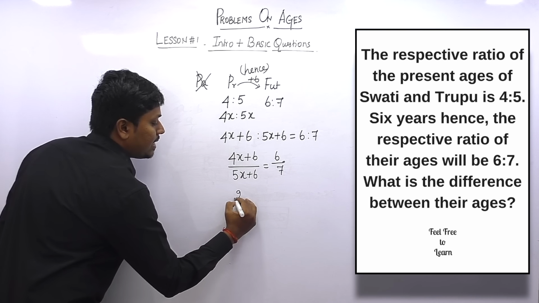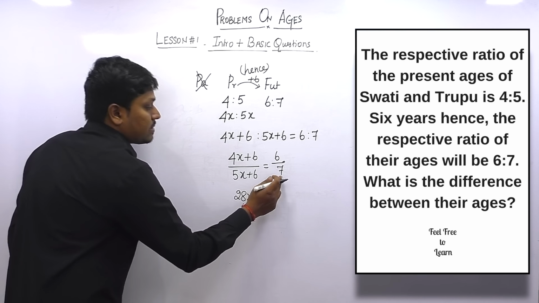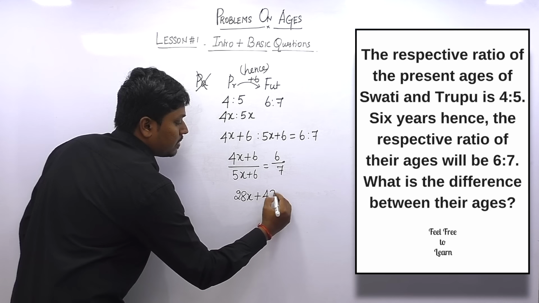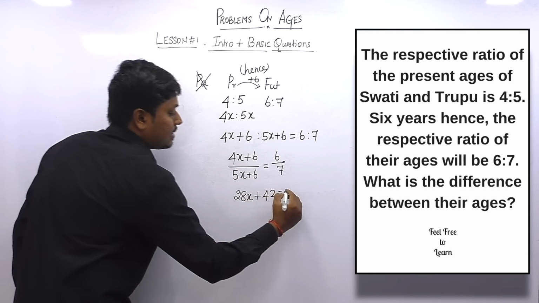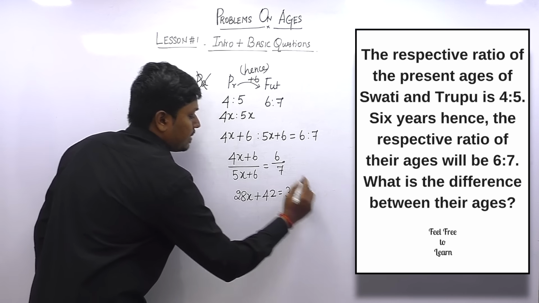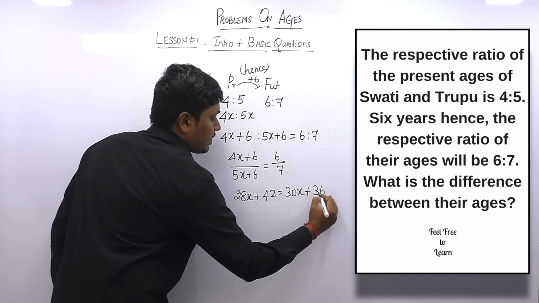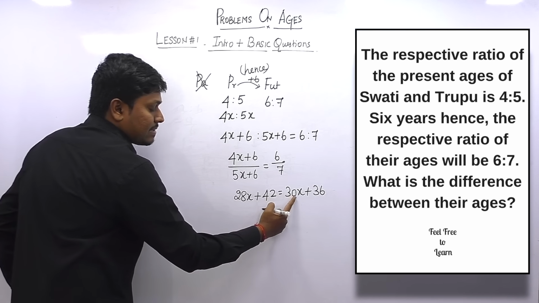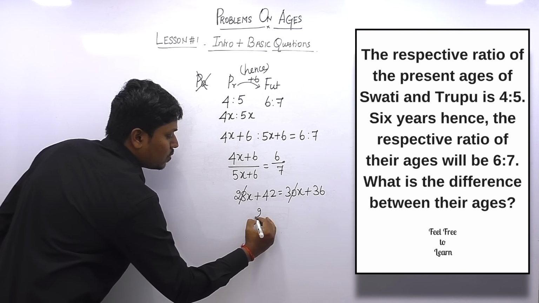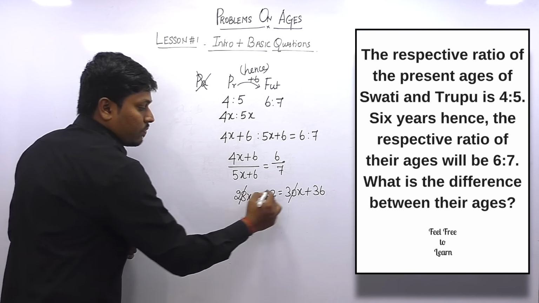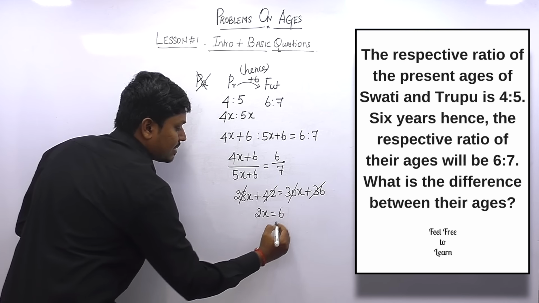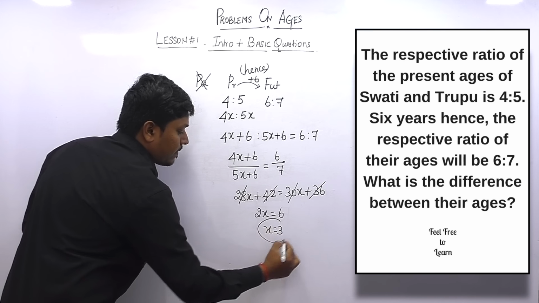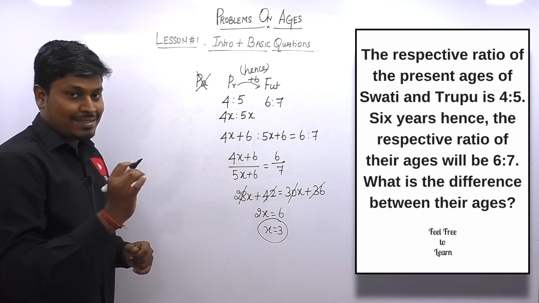Now just cross multiply it. 7 4s are 28x, 7 6s are 42, is equal to 6 5s are 30x plus 6 6s are 36. Now 28x and 30x, so this can be written as 2x is equal to 42 minus 36, which is 6, so x is equal to 3. Finally, we got the value of x as 3.